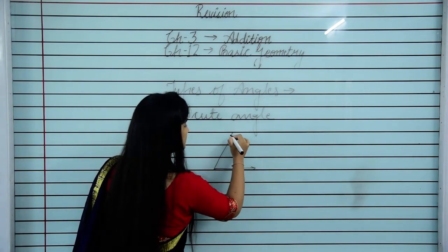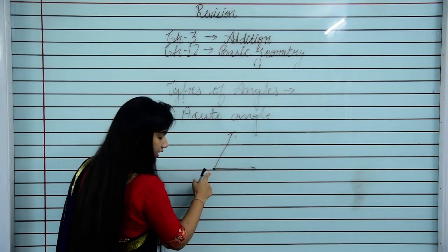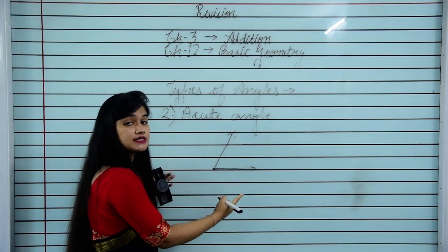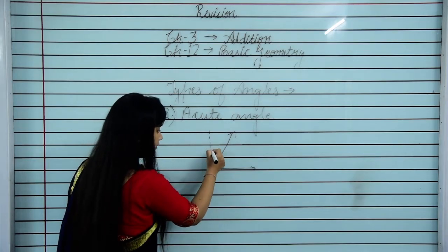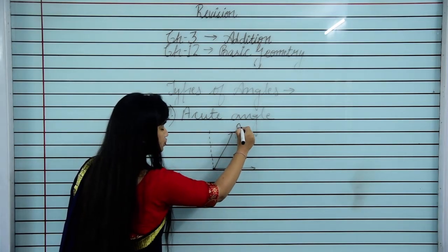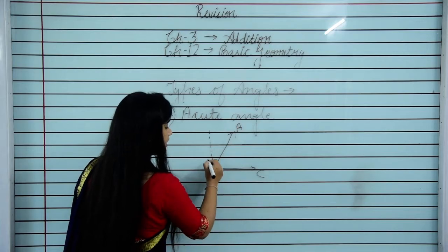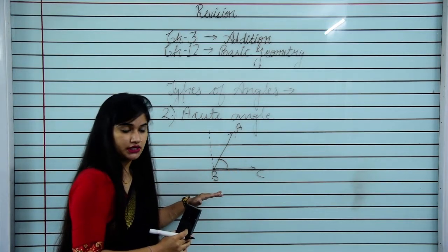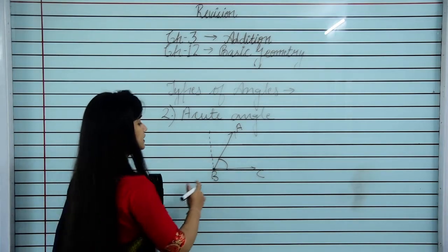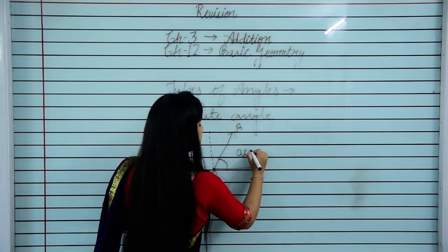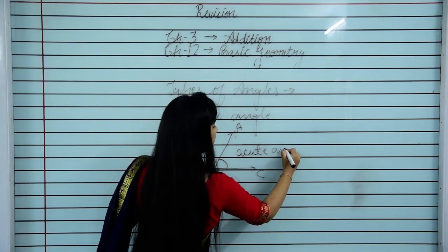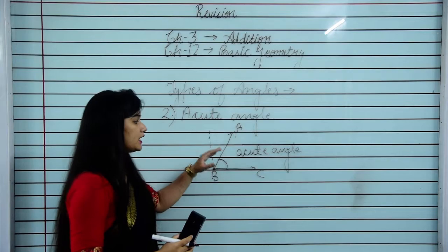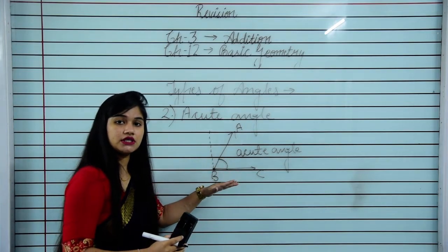When two rays are meeting at a common endpoint and they are forming an angle which is less than a right angle. Right angle is this. And these two rays AB and BC are forming an angle which is smaller than a right angle. It means this angle is called an acute angle. Understood students? How many degrees can it be? 80 degree, 70 degree, 50 degree.